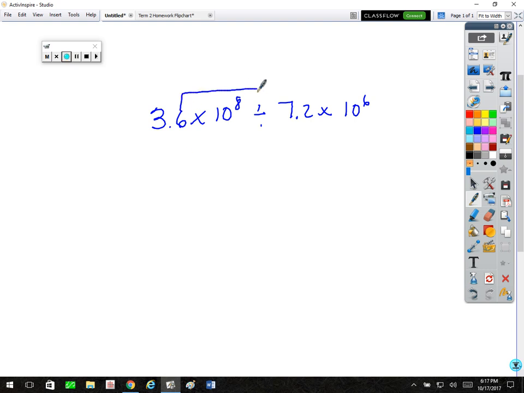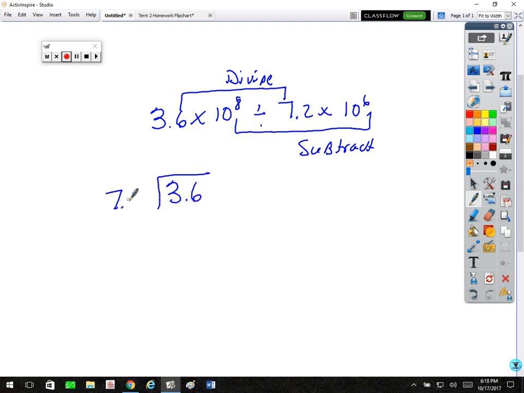Same concept. We're going to divide, and we're going to subtract. Alright. So remember, this is my numerator. This is my denominator. So the numerator goes inside the division sign, 7.2 on the outside. Just like we did a while ago, you have to move your decimal here on the outside, which means I have to move it on the inside.